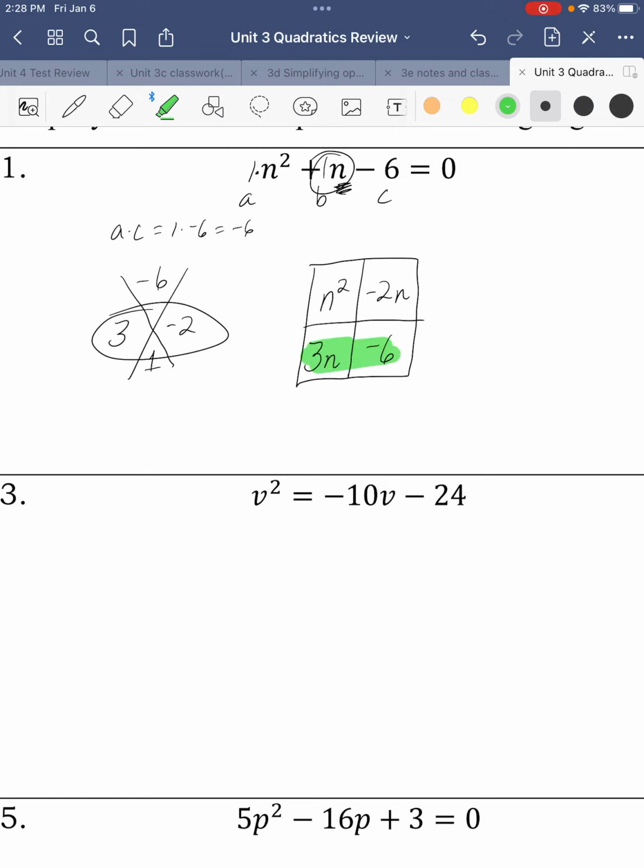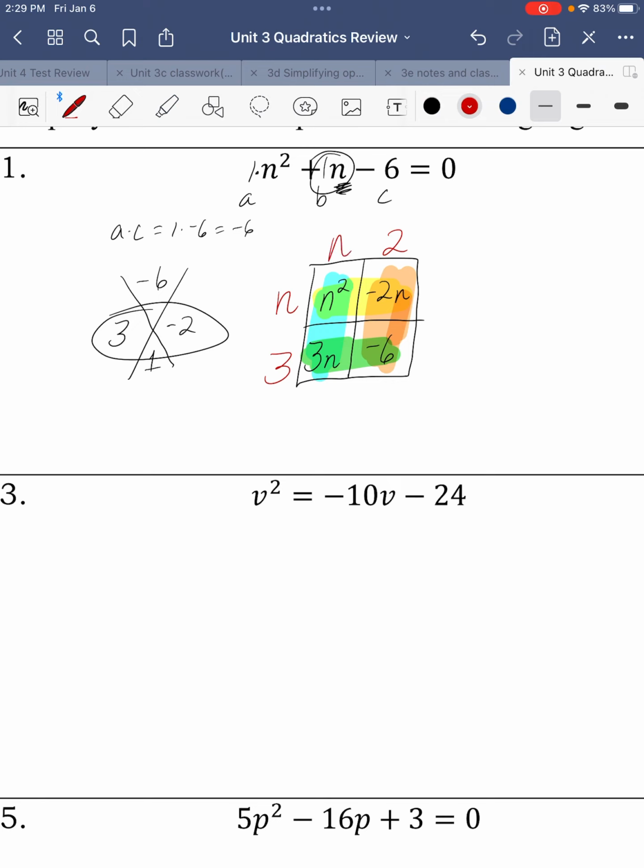Now we're going to take out the greatest common factors of each row. So the bottom row, greatest common factor is 3. Top row, greatest common factor is n. The last column is 2, and the first column is n.